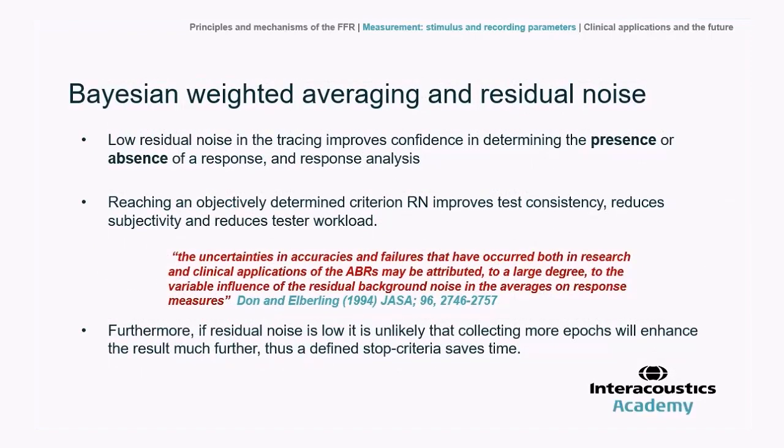A moment to mention Bayesian weighting. We don't need to talk about it in great detail, but it's a way to improve the robustness against fluctuating noise that's non-stable, and it's very important, I would say, in reaching a criterion-based residual noise level rather than just some sort of criterion number of sweeps, which may not account for non-stationary noise.